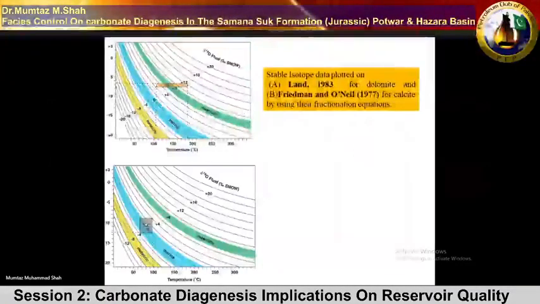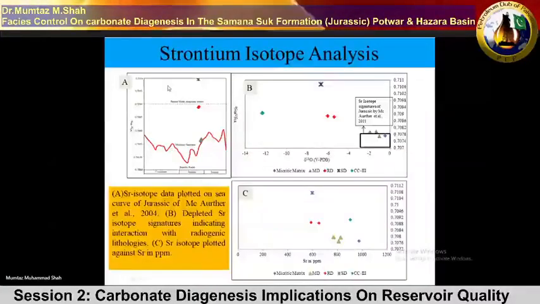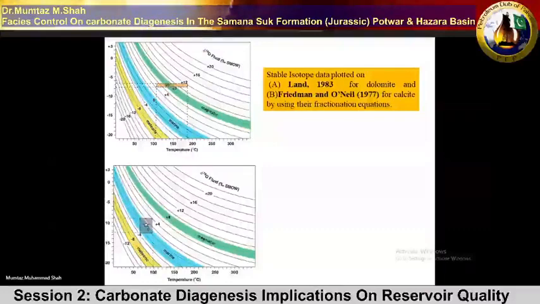Similarly, comparing the stable isotope data and plotting them using the Land equation of 1983 and Friedman and O'Neil 1977 fractionation equation, we are able to determine that the saddle dolomite that formed is related to some magmatic source, whereas the matrix dolomite represents marine diagenetic phenomena, based on this cross plot that we can see over here.